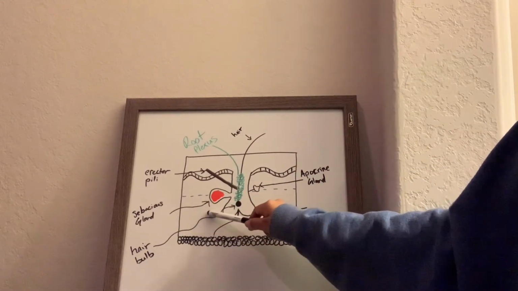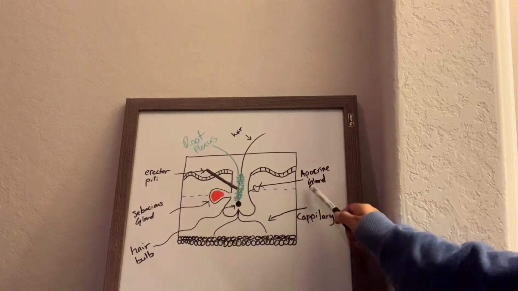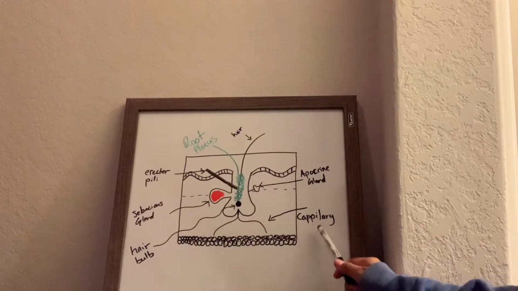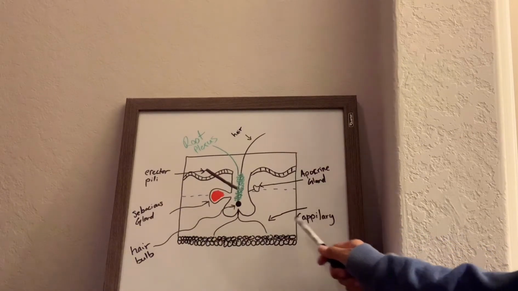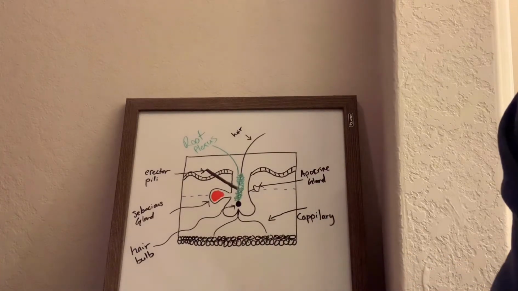Next, we have the sebaceous gland. It is made up of oil called sebum. We have the apocrine gland, which creates proteins and fat in the hair. Next, we have the capillary, and that gives nutrients to the hair bulb.